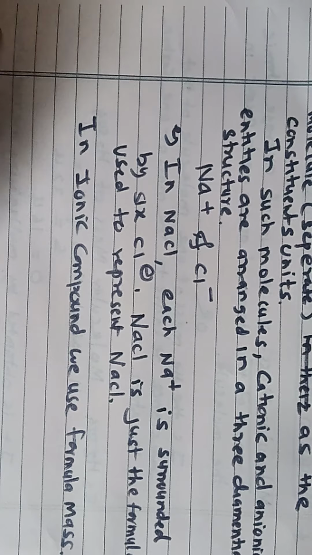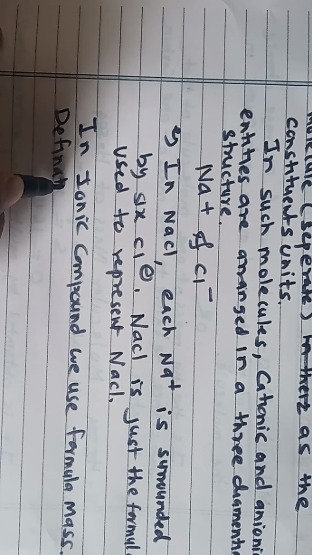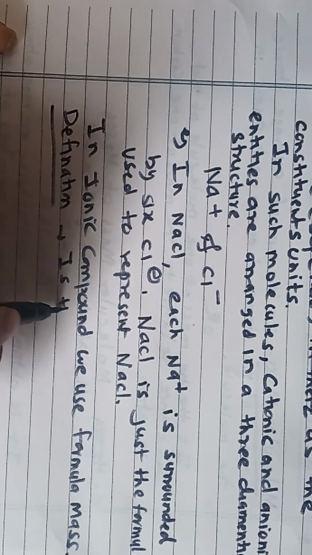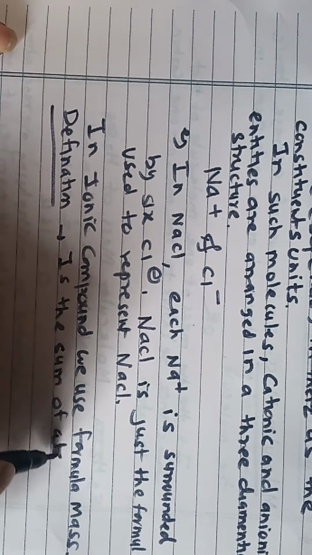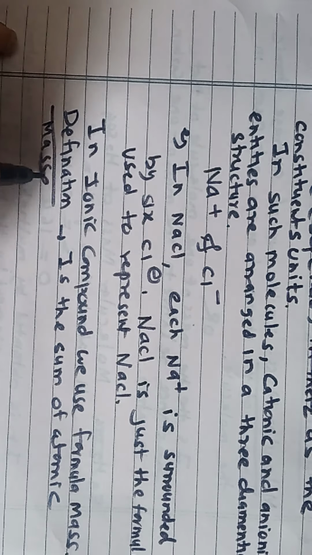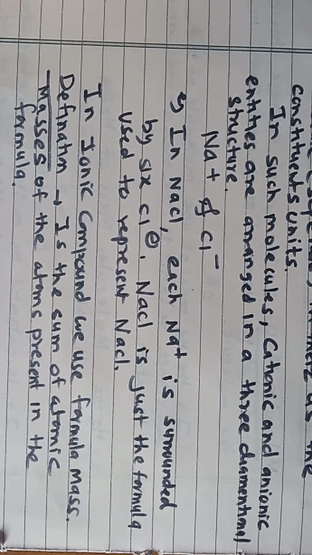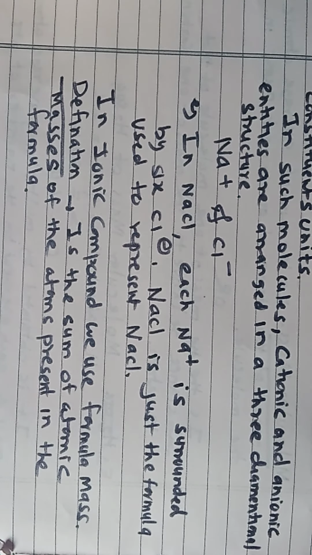So how do we define the formula mass? The definition of the formula mass is the sum of the atomic masses of the atoms present in the formula. Whatever formula represents the ionic compound, that formula is used, and the sum of the atomic masses of the atoms present in the formula gives the formula mass of that compound.